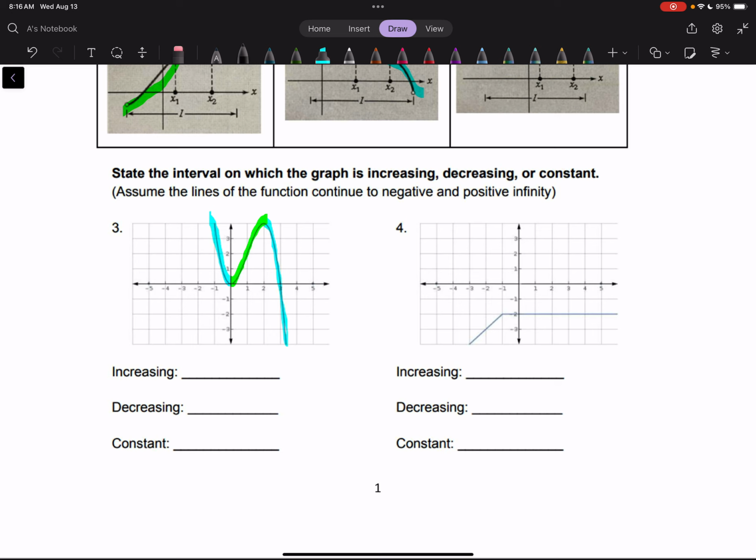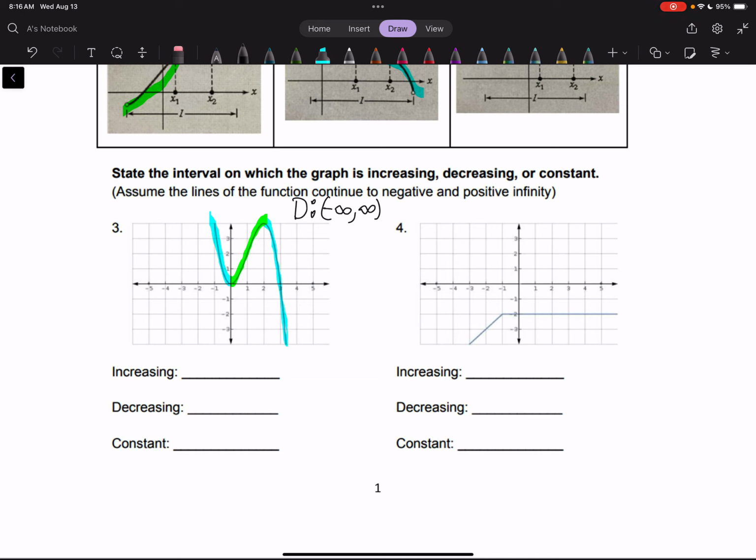So, before I do this, I want to get you to think about something else. What is my domain to this function? My domain of this function is negative infinity to positive infinity. The reason why I ask you that, everything on this graph is going to lie between negative and positive infinity. I have to have those.